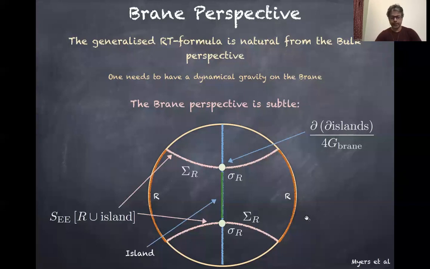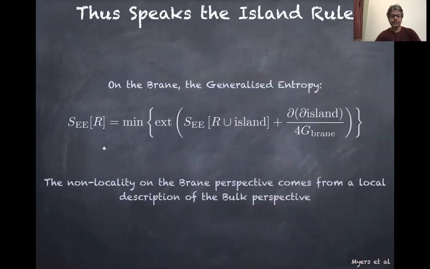So from the brane perspective, you have two terms as well, as we had just before. Now we are reinterpreting those two terms from the brane perspective. And I must conclude the following thing, that from the brane's perspective, the two terms are, first of all, this term, which is where the RT surfaces were existing in the D plus one dimension, and that was computing the entanglement of R union island. And there's a second term, which is basically just the area of the boundary of the island, but divided by four G brane, because now the gravity is on the brane, and we are purely an observer living on the brane.